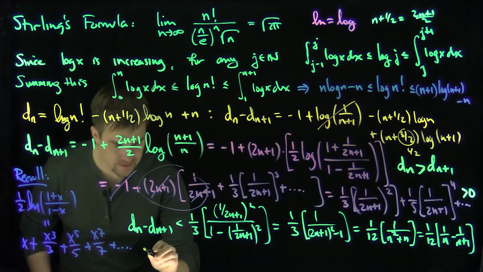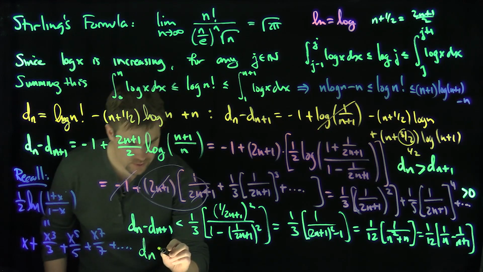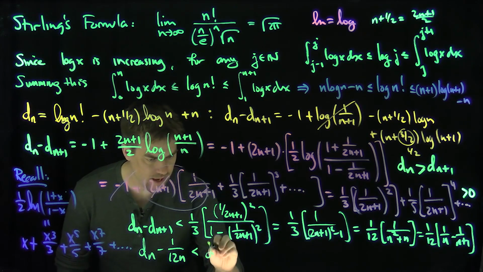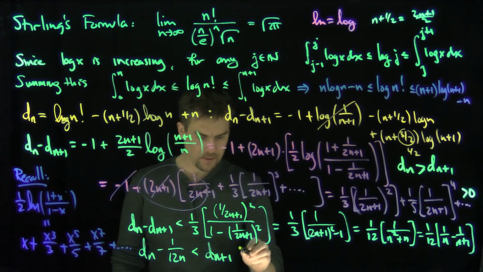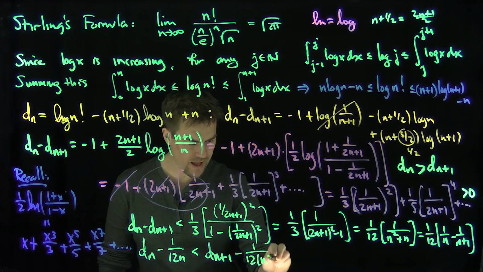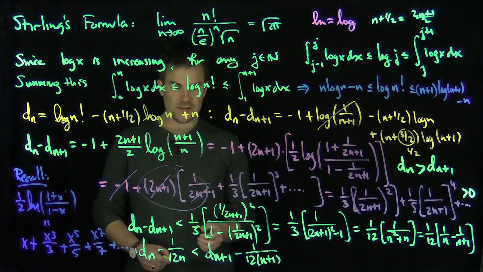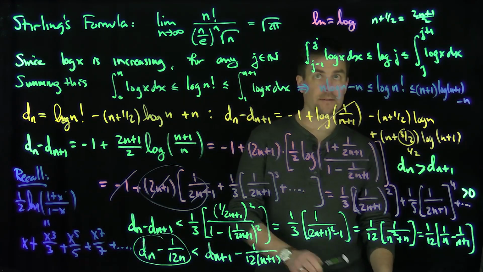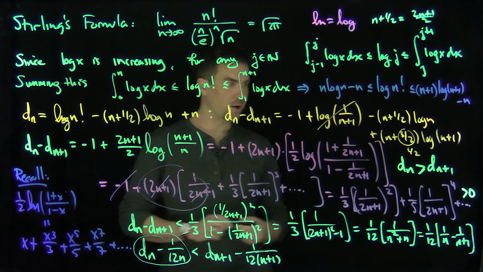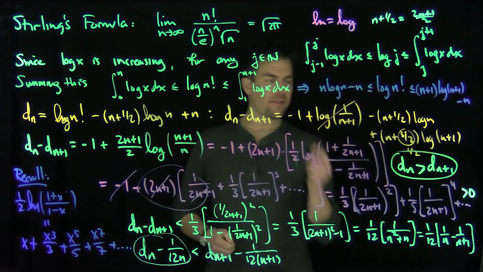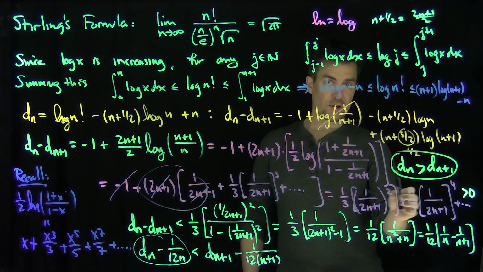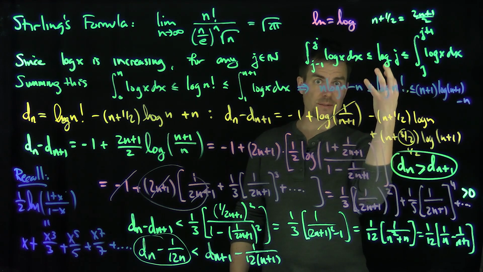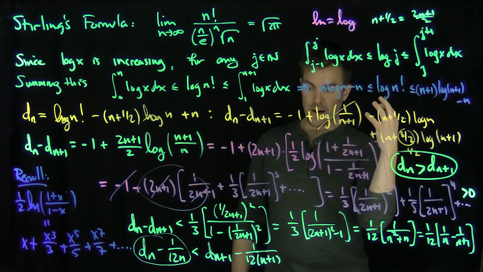If I rearrange this, this says that dn minus 1 over 12n is less than dn plus 1 minus 1 over 12 times n plus 1. So that says that the sequence dn minus 1 over 12n is increasing. So we've just shown that now. So I have that dn is decreasing. In other words, decreasing sequences are bounded from above. So whatever D1 happens to be, that's going to be the maximum. So the sequence Dn is bounded from above.